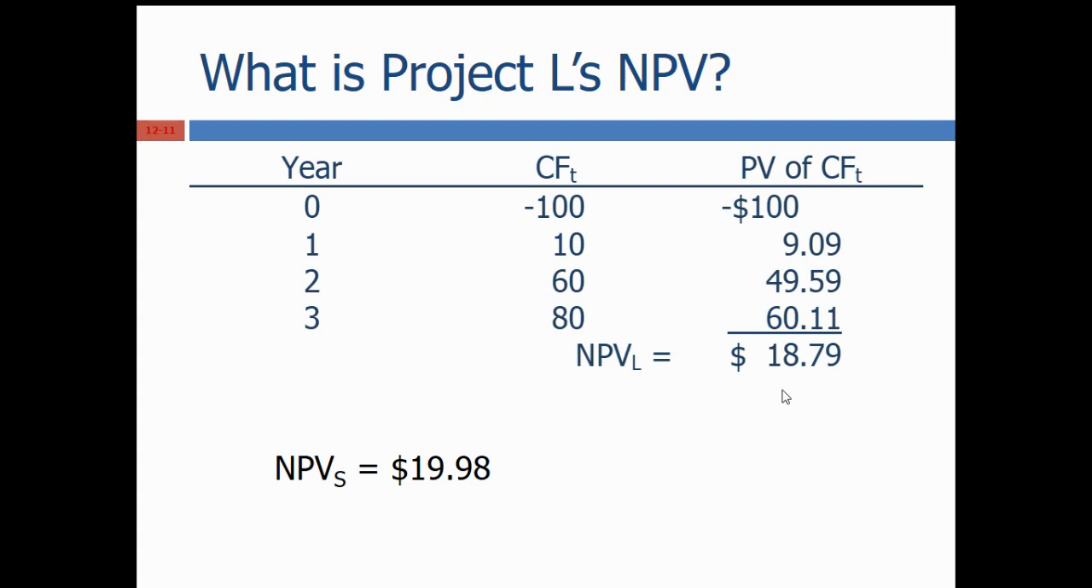If this is the case, when you compare the two projects, we can tell that project S gives you a higher NPV, therefore you can accept project S. It is mutually exclusive, so you have to choose one. You choose S, higher NPV. Or if it's independent, then you can choose both projects, because both have a positive NPV.